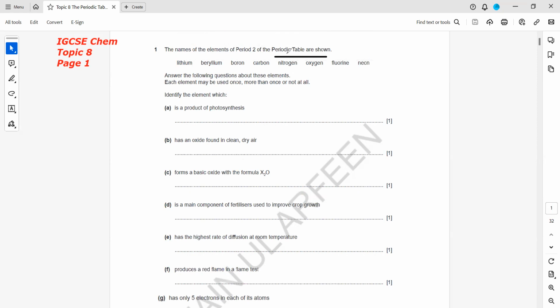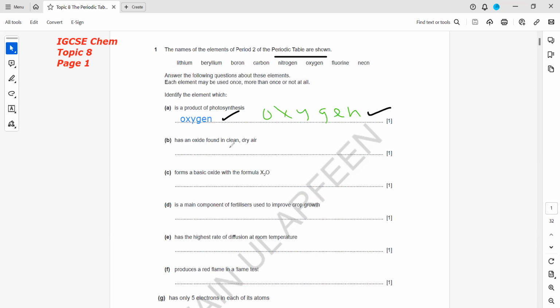Is a product of photosynthesis. You can annotate on the screen, or you can use a chat as well. You can use your mic. Is a product of photosynthesis, that's oxygen.